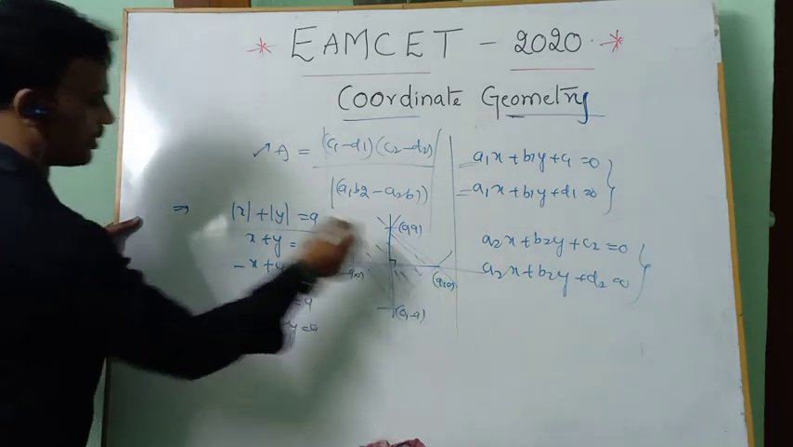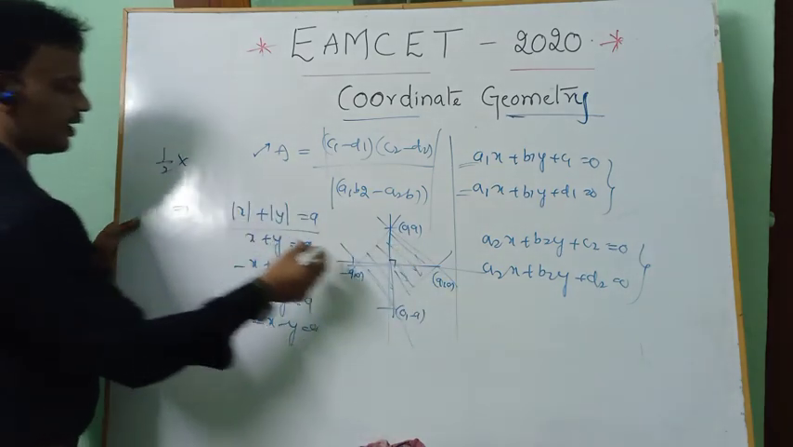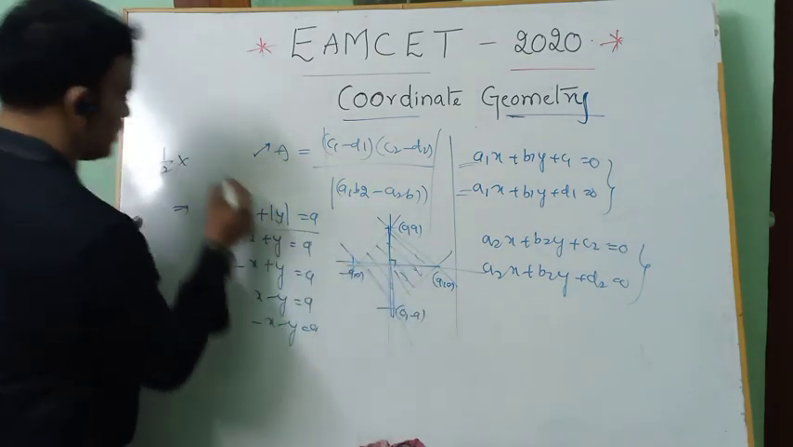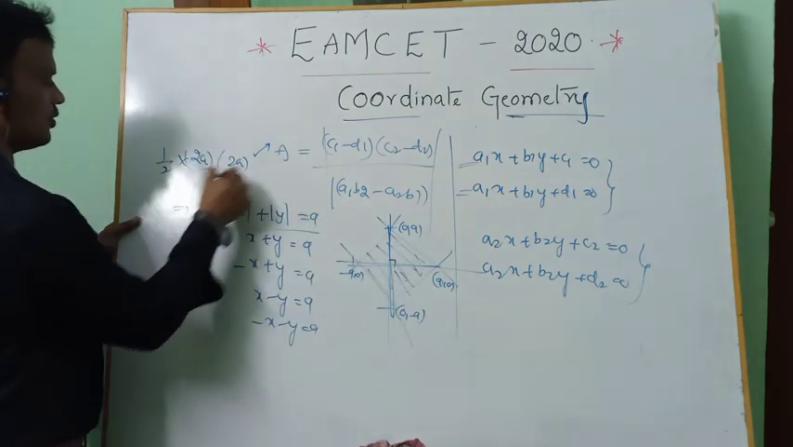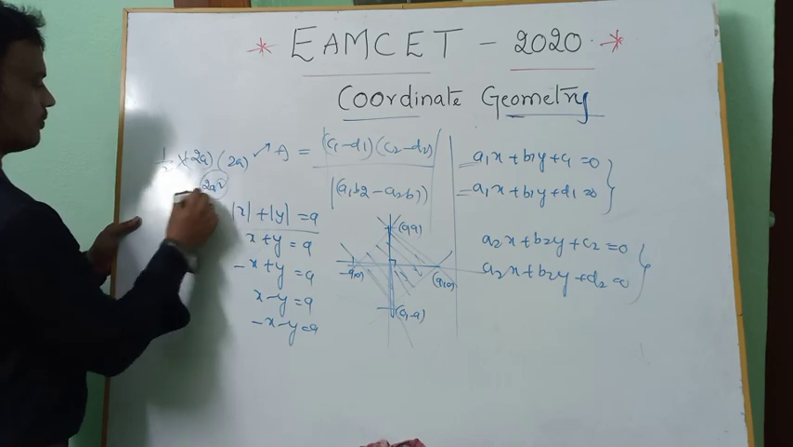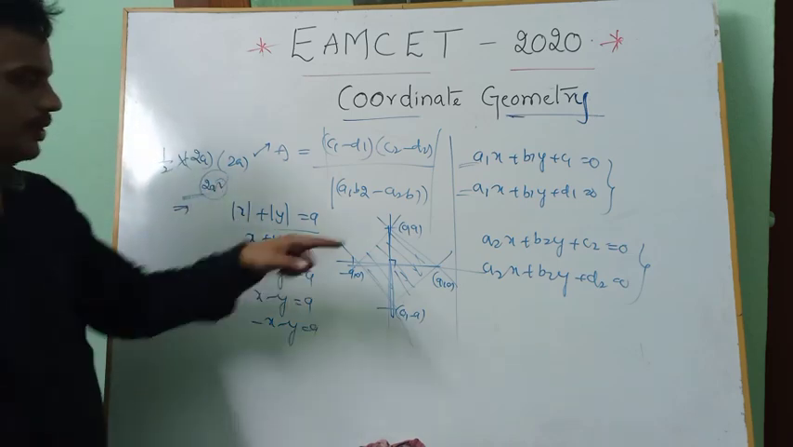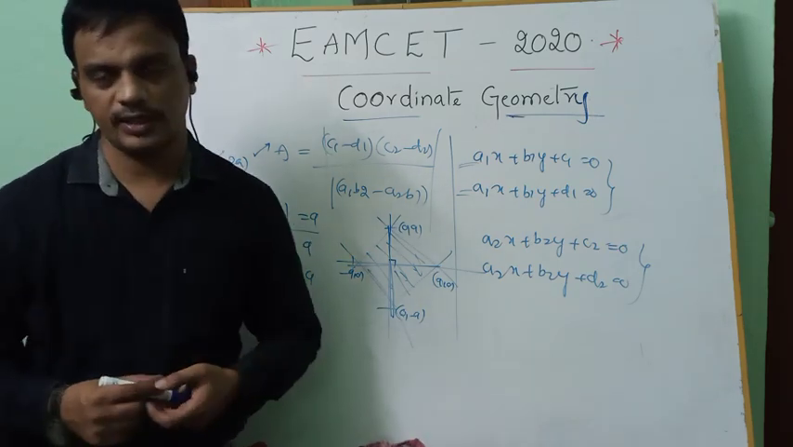Of course, the area of the rhombus is half into d1 into d2. d1 has length 2a, and d2, of course, also has length 2a, so the area is 2a square. Okay, yes. So please revise all these concepts from the straight lines.